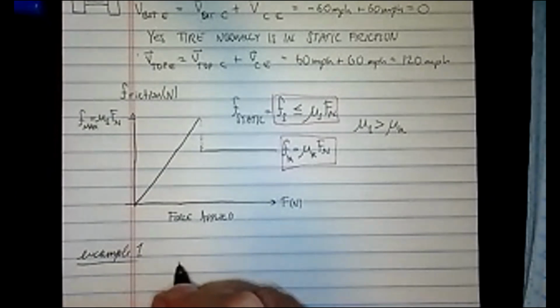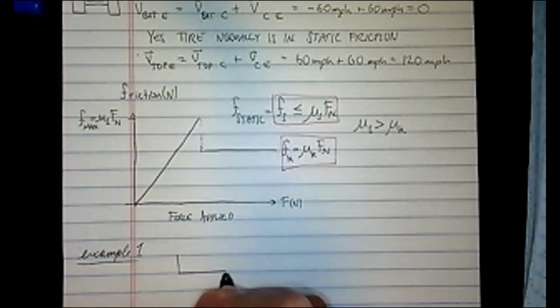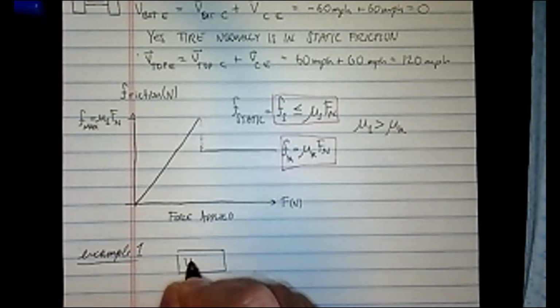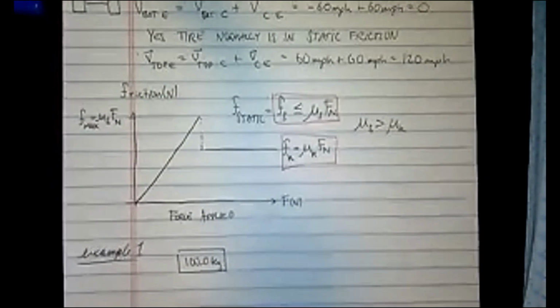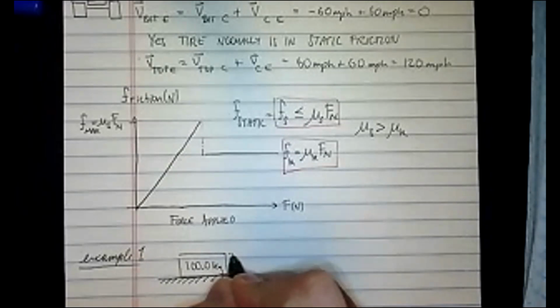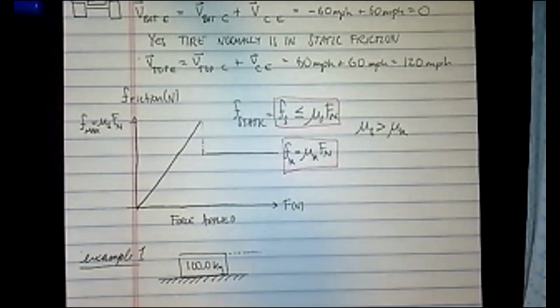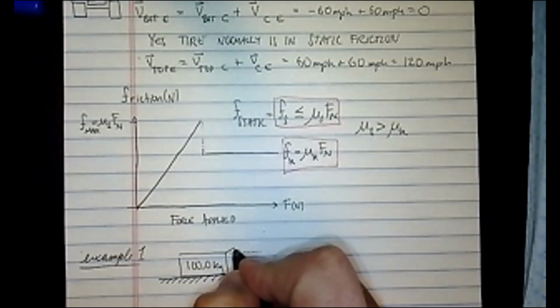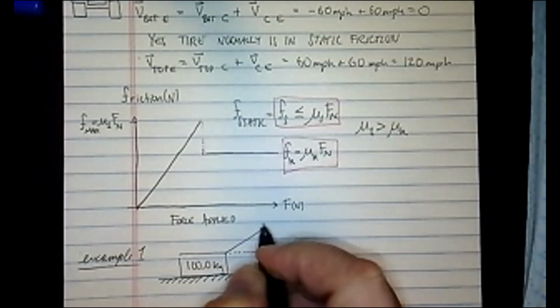So example 1 is going to be a 100-kilogram crate. And I put that digit after the 0, not because I really want 4 sig figs, but because I want 3, and I didn't want to write the stupid 100 dot. Okay. And it's going to be on a friction-full surface like this. And there's going to be a force applied to it that is not exactly horizontal. In fact, it's going to be up at an angle of 36.9 degrees.